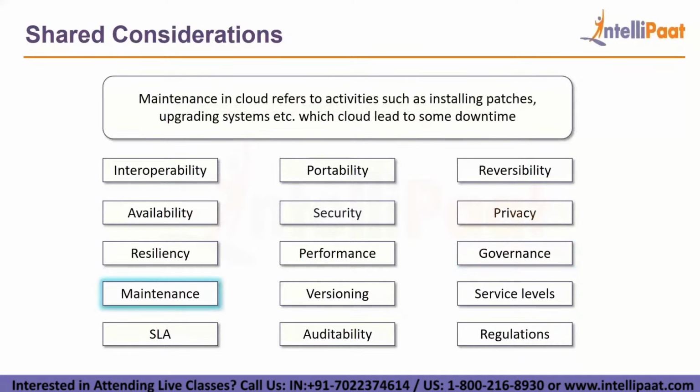Then comes maintenance. Maintenance in cloud refers to activities such as installing patches and upgrading systems, which may lead to some downtime. So how do you maintain the systems? Who has the responsibility of maintaining the systems? How do you upgrade your systems? Is this automated? Is this automated but triggered by some user interaction, or is it manual? And how do you do this? All of this needs to be understood by the cloud computing providers as well as the customers.